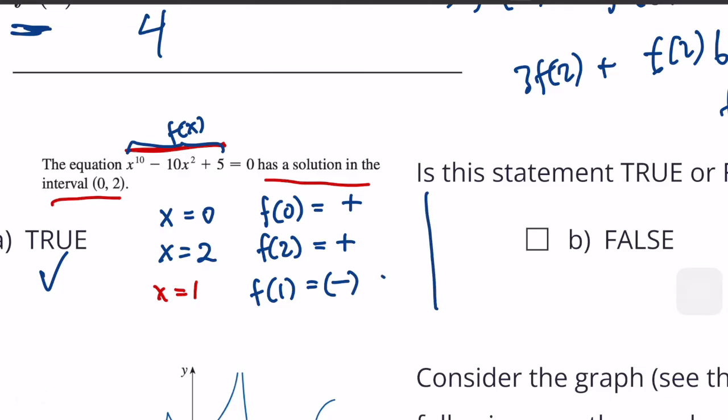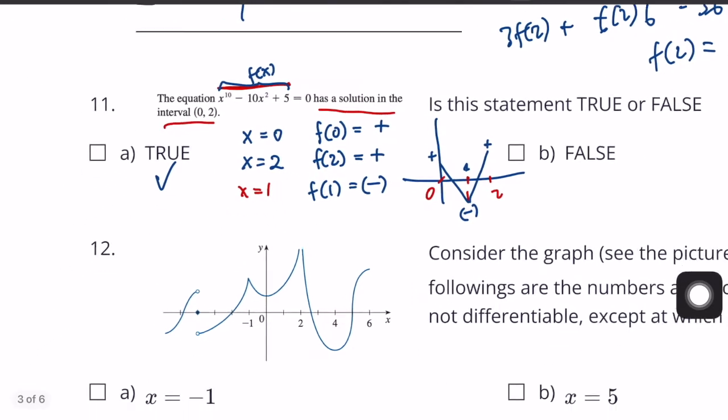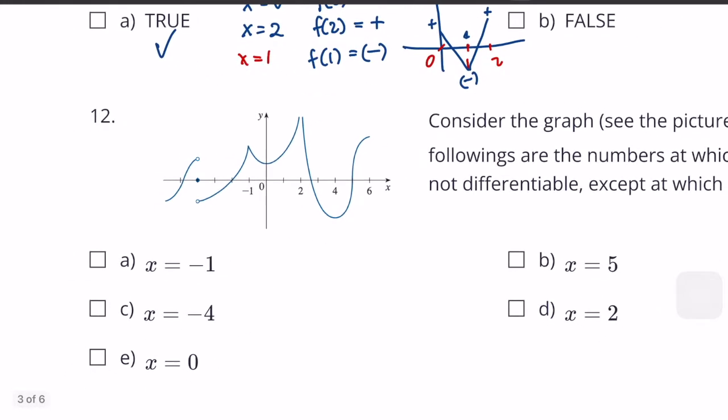So if you draw, this is 0, this is 2, this is 1. So probably it will have something like that, or maybe going up because this is positive, and at 1 it's negative, maybe like that. But we don't really know, and that's not our point here.